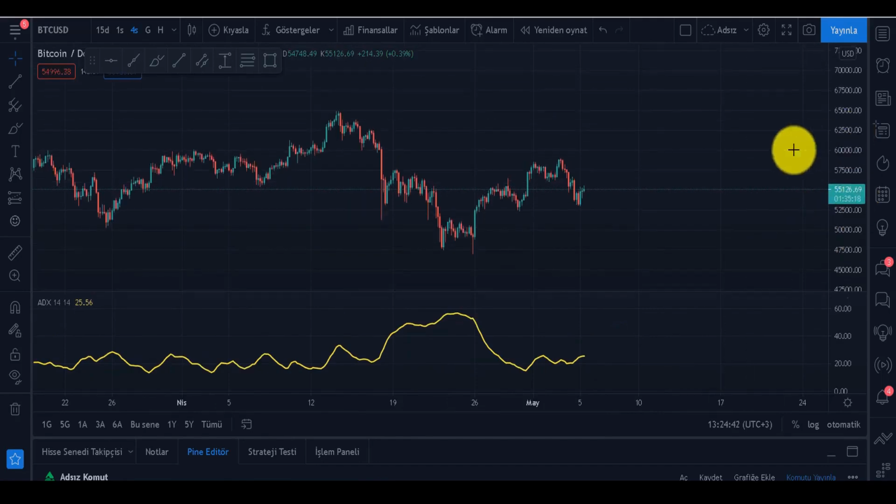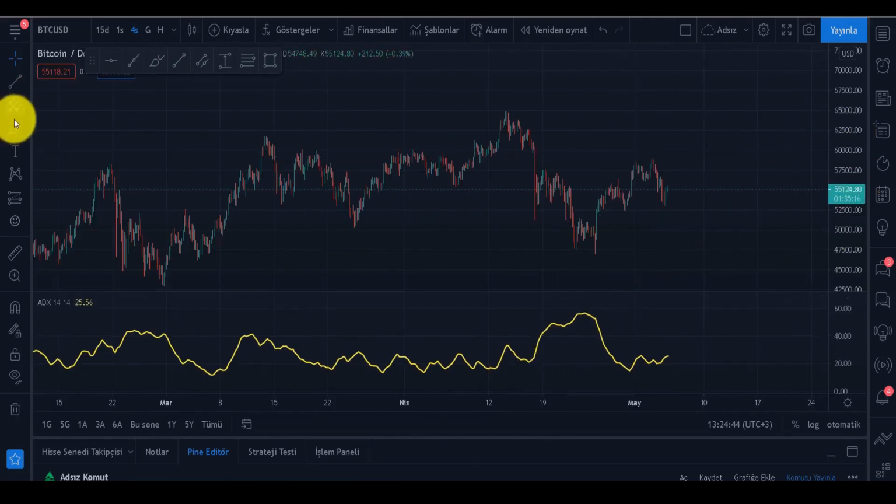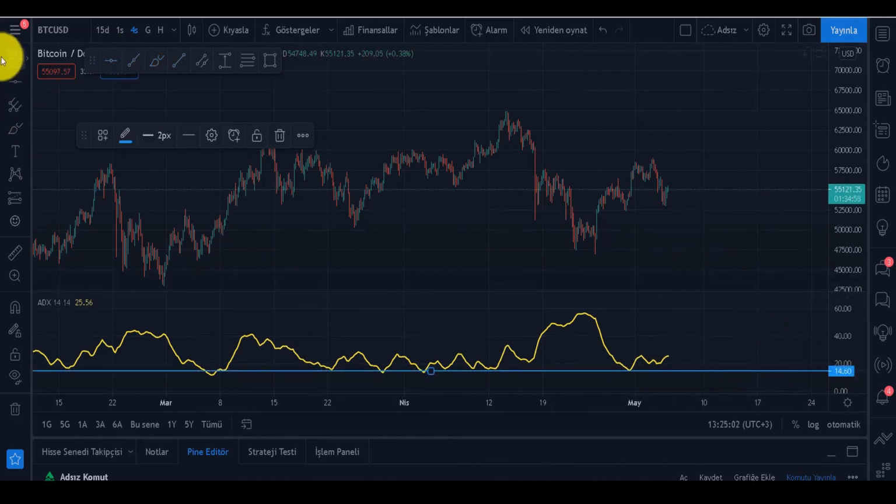Let's zoom in a bit here. Now here, friends, the only thing you need to keep in mind about the average directional index, ADX, is that when it hits 15, as you can see here in the bottom right corner, there is 15. When it hits the 15 mark, let's even highlight the 15, like this. As you can see, I marked 15. When it hits 15, the trend changes direction.